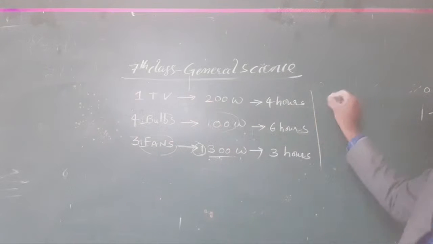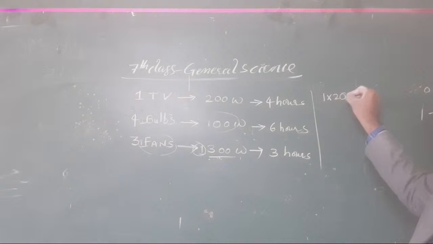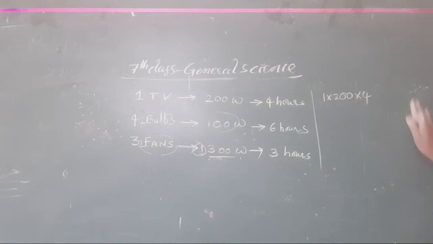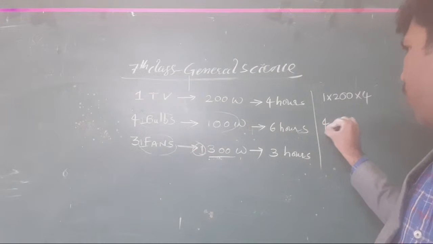Okay, one TV. How to calculate here? 1 into 200 watts. How many hours? 4 hours. Okay, clear or not all of you? 4 hours it works. And now the next one is 4 bulbs.